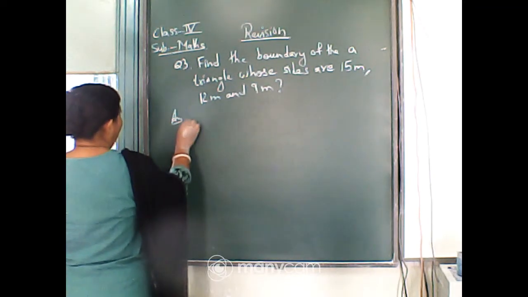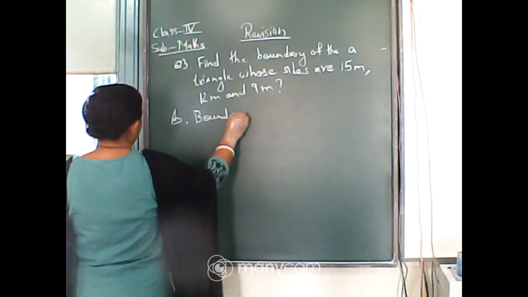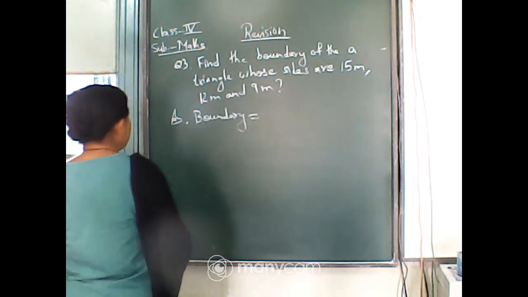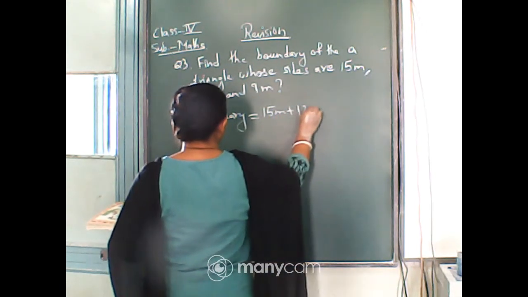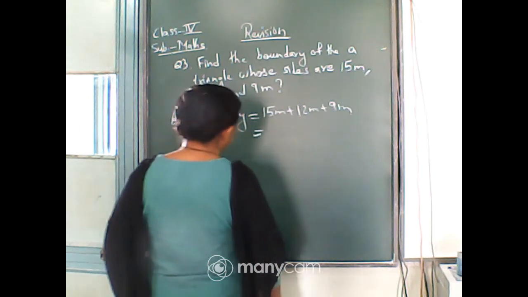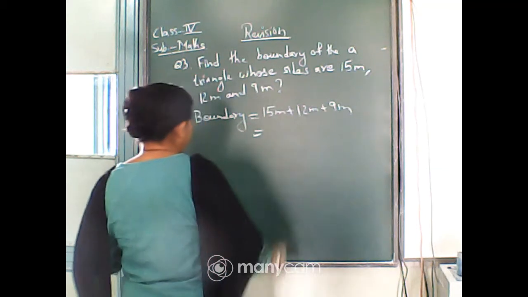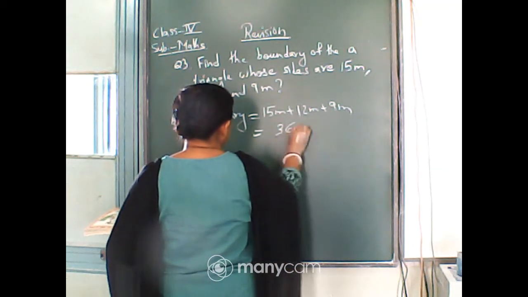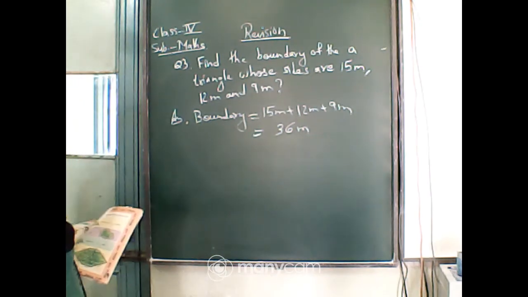You have to add it, or it is the perimeter of the triangle. That means adding all the sides. So you will add 15 meter plus 12 meter plus 9 meter. So 9, 10, 11, 12, 13, 14, 15 and 16, that is 36 meter. So 36 meter is the answer for the boundary.